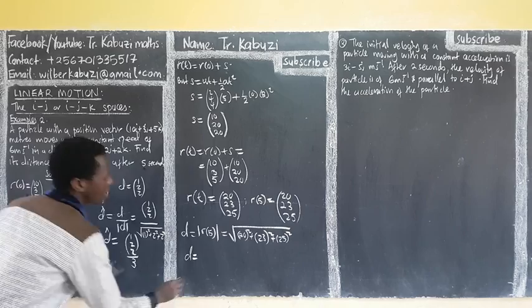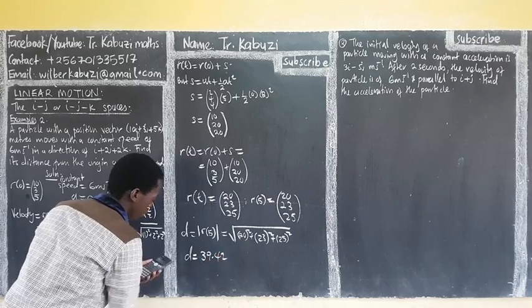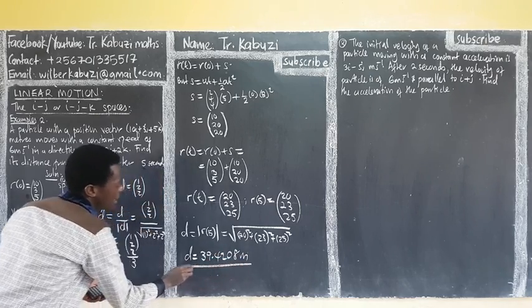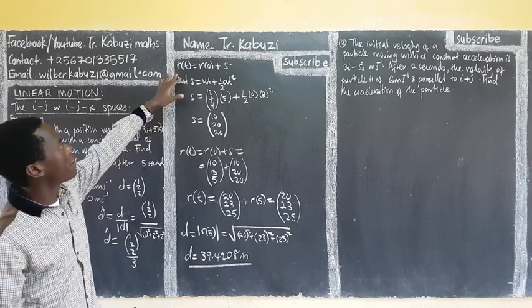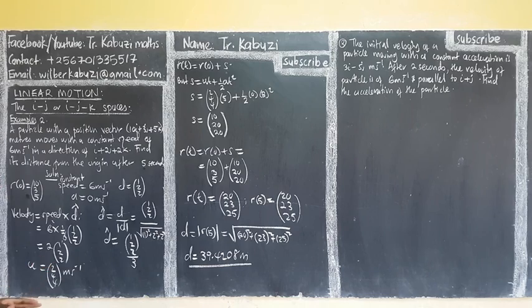So here I'm getting 39.4208 meters, and that will be my answer. So always what we have to do, if they ask for the distance, always get the displacement first, then we get the magnitude of that displacement. That was the technique always.